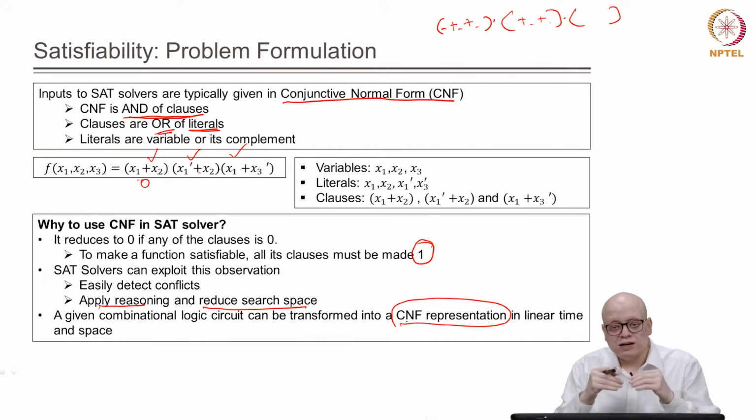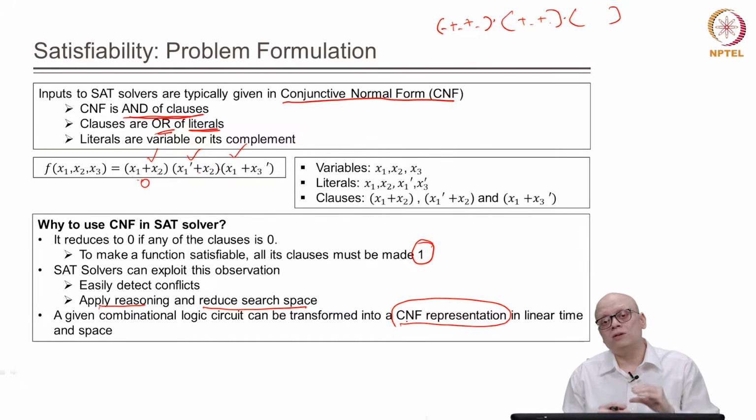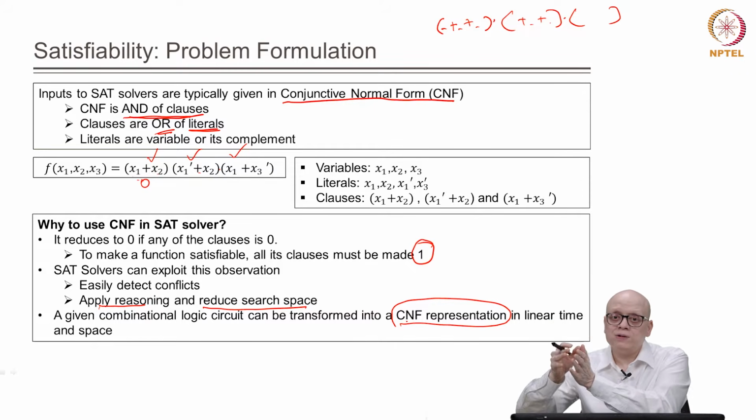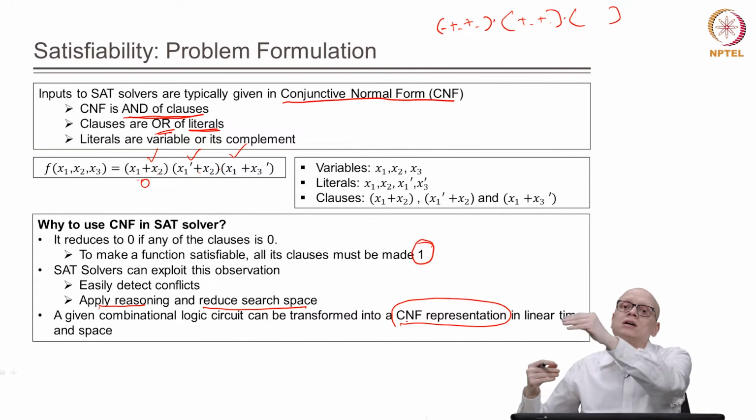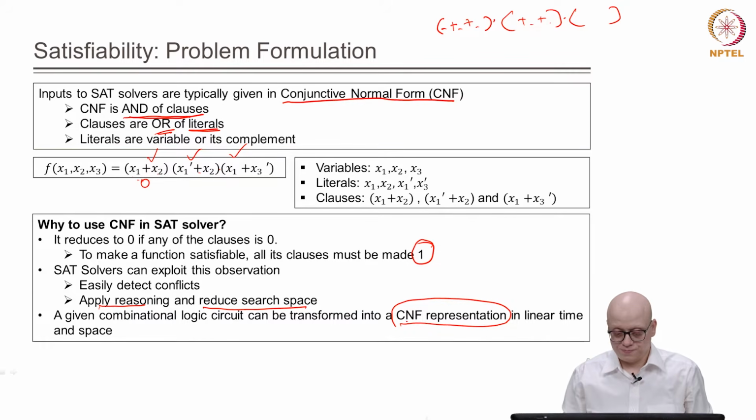So, when we try to use a SAT solver for solving VLSI related problems, what we do is that if we are given a combinational circuit, we can easily transform that combinational logic circuit into a CNF representation and then give that CNF representation to the SAT solver to produce the desired result.